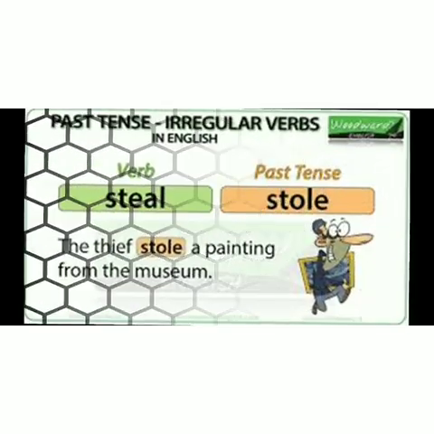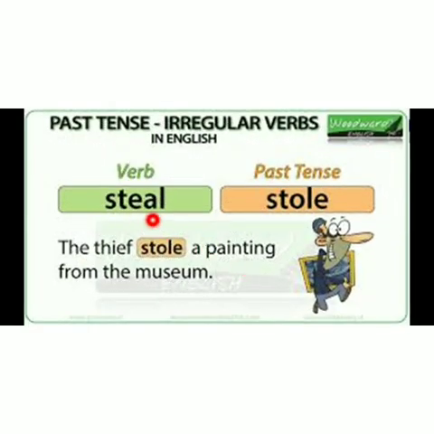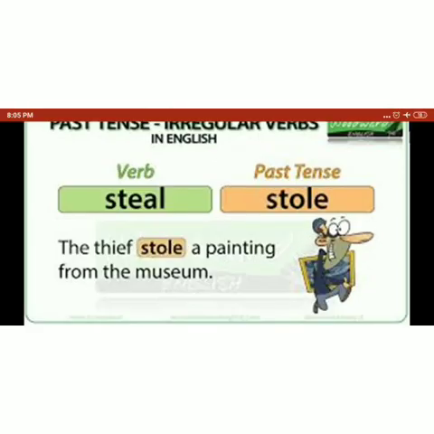If you look at this slide, we have the verb steal and its past tense, or you can say its irregular form, is known as stole. The thief stole a painting from the museum. Now you would be wondering, ma'am, steal and stole both are words, both denote an action, both are verbs. Then what is an irregular verb? This question would be answered in the next slide.